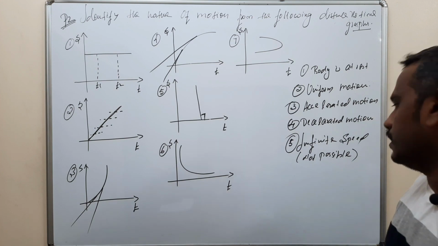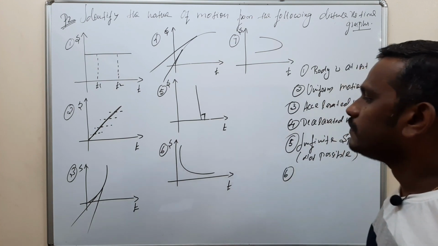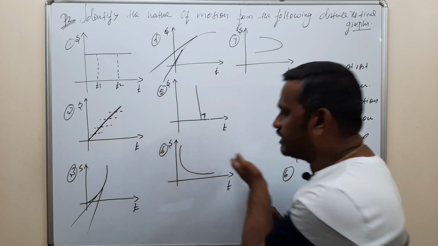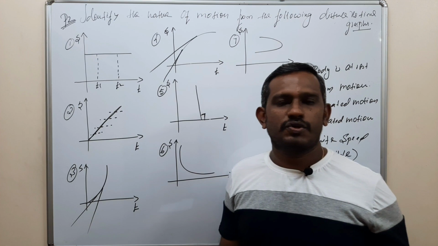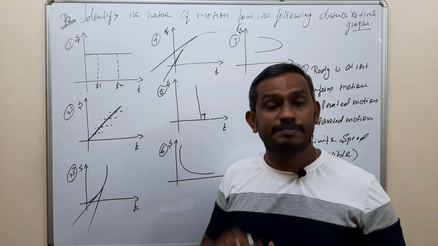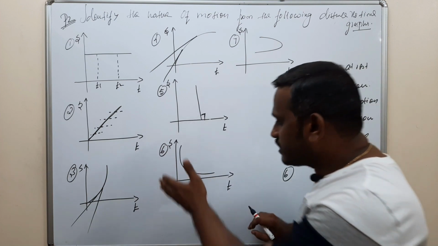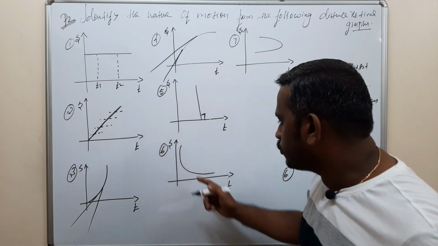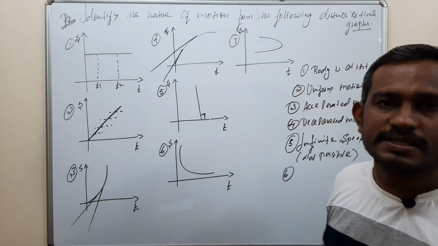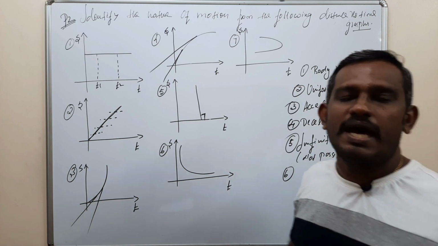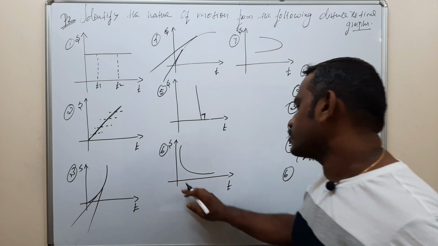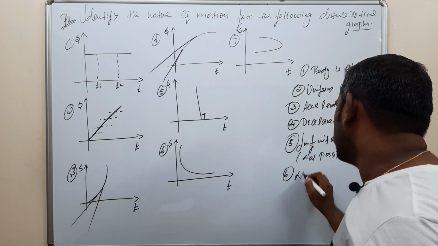Then the sixth one: as the time goes on, the distance covered by the body decreases. In a motion, the distance covered by the body never decreases. The displacement may decrease, but the distance covered never decreases. As time goes on, the distance always increases. Therefore the sixth graph is not possible.